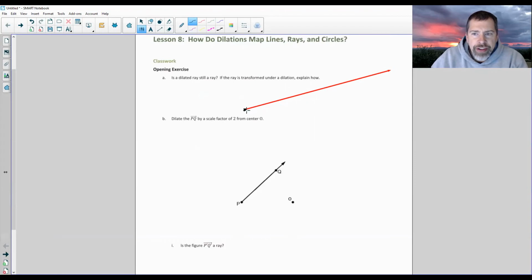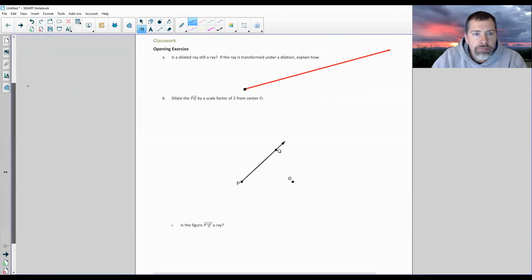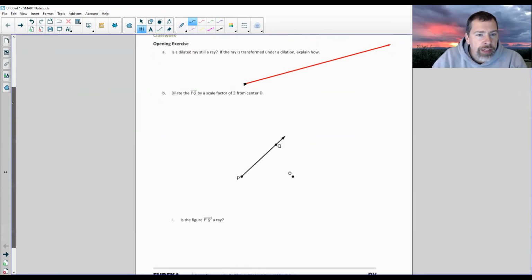So it would still be a ray under a dilation. Now, if we were talking vectors, vectors take a point a certain direction and a certain distance. So if we dilated a vector, then it would have a different, shorter endpoint.